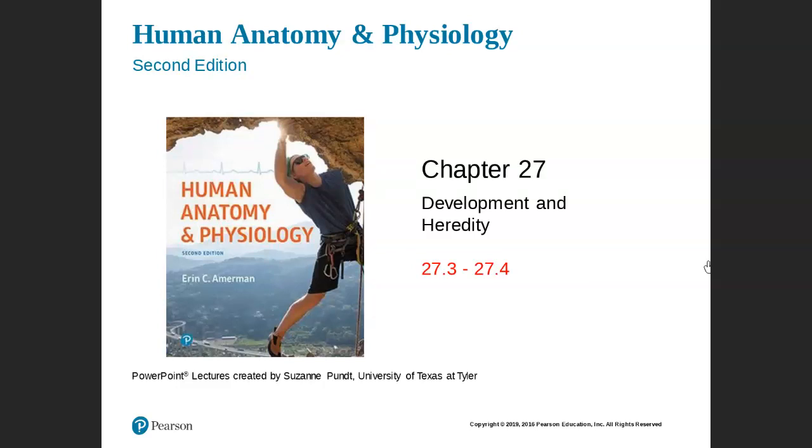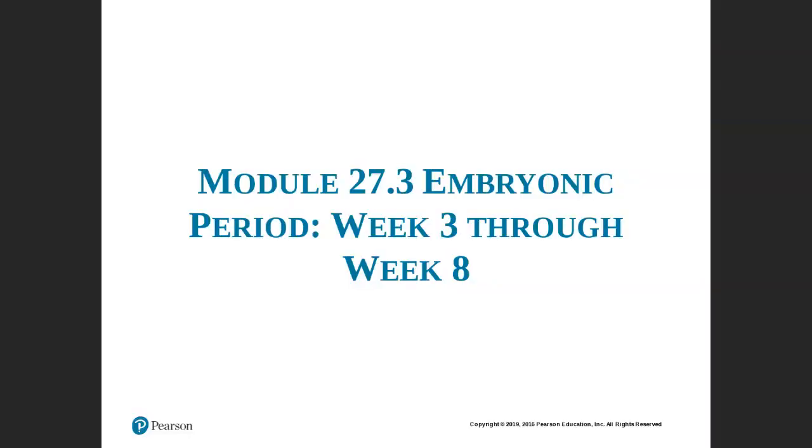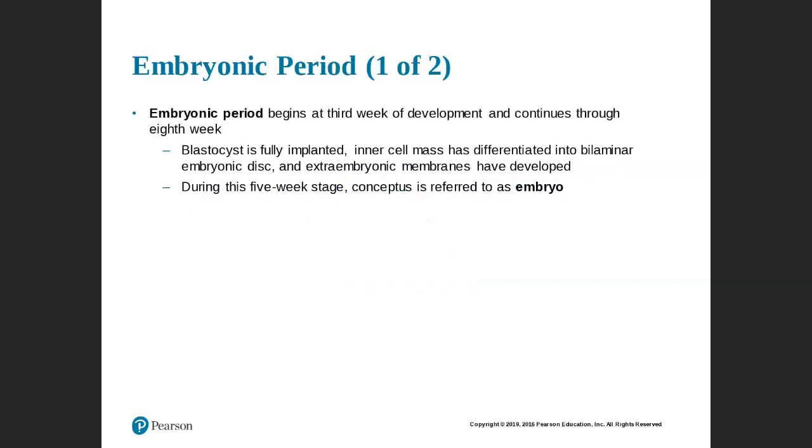Okay, so now we're brought to the embryonic period, week 3 through 8. It begins at the 3rd week of development and continues through the 8th. The blastocyst is fully implanted. The inner cell mass is differentiated to the bilaminar embryonic disc, which has all 3 germ layers, and the extraembryonic membranes have developed. This 5-week stage, the conceptus, we now refer to as an embryo.